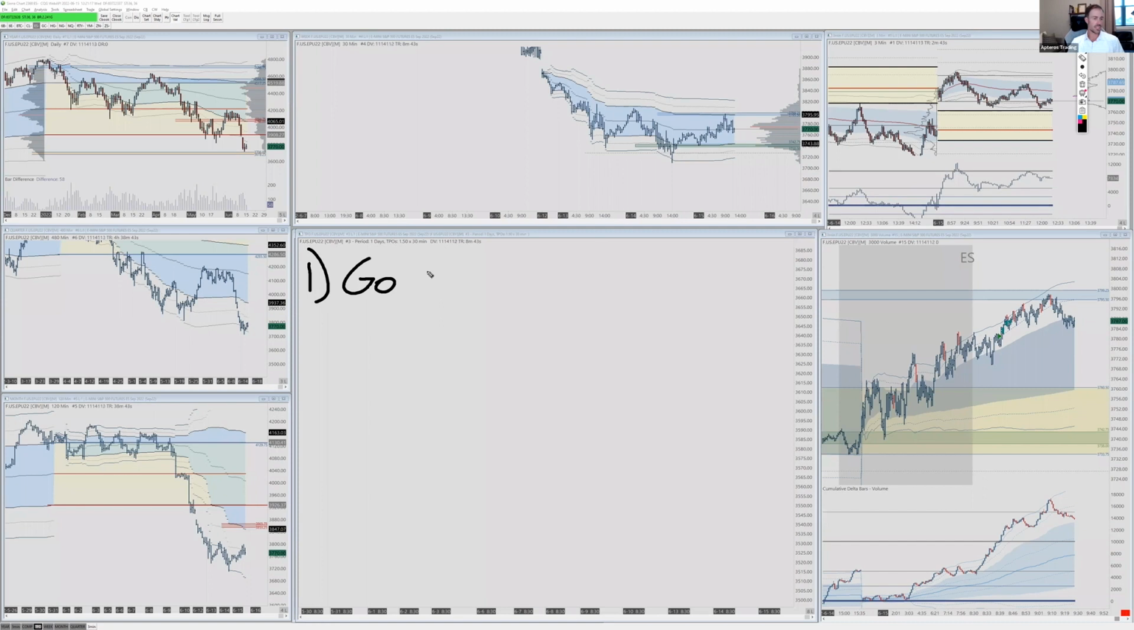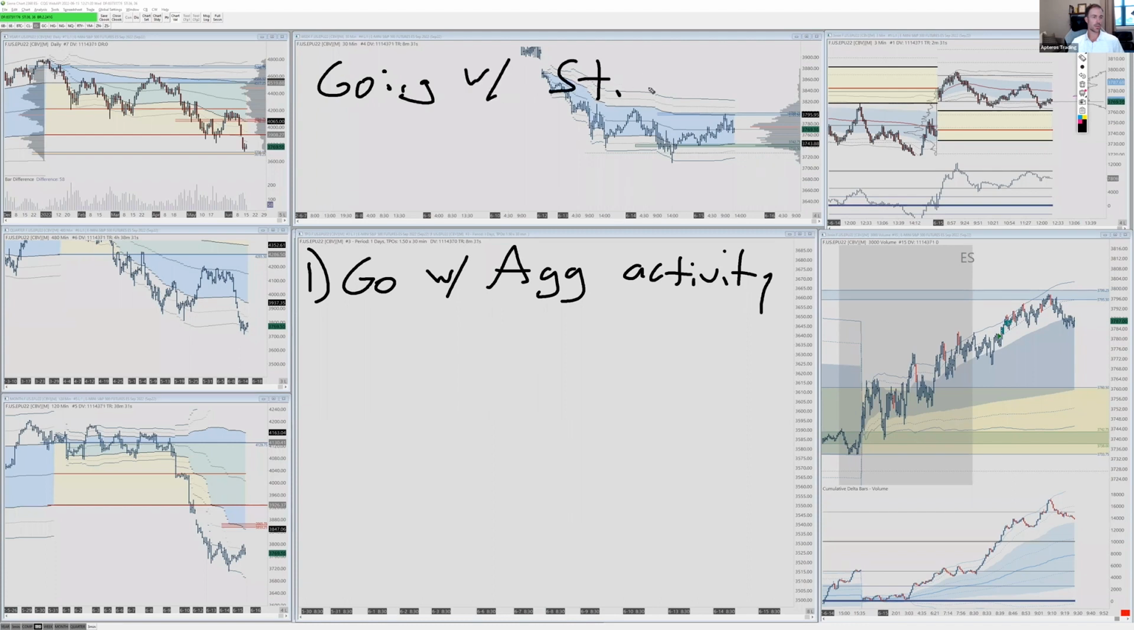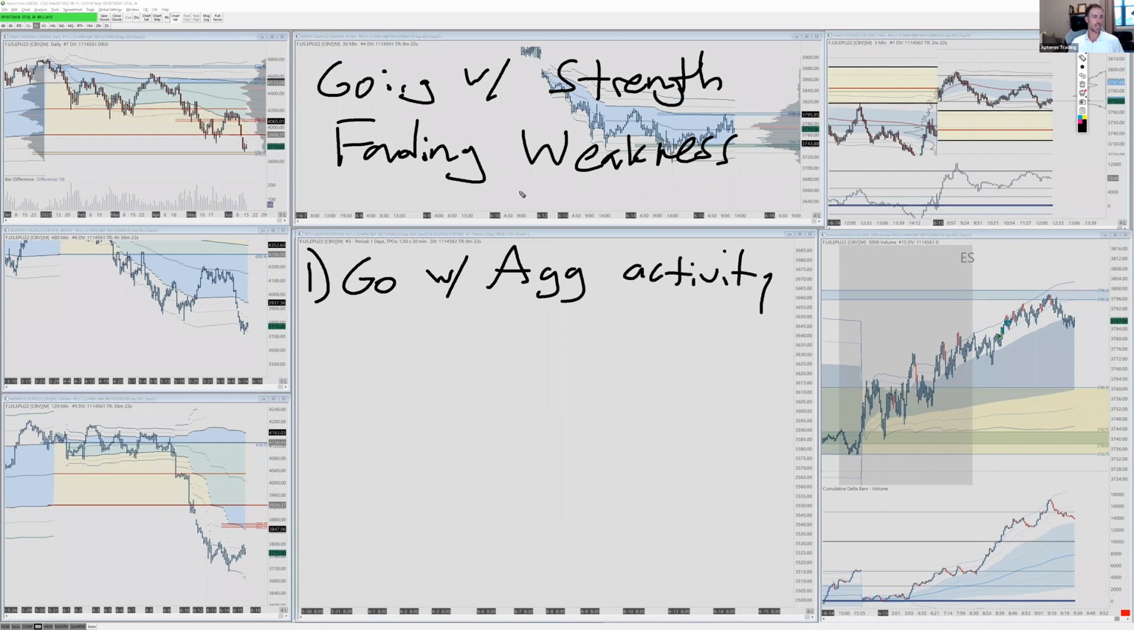Under normal conditions, I go with the aggressive activity. Trading in general is about going with strength and fading weakness. That's profitable trading, whether you're talking about price action or order flow. That's how you do it, in my opinion.